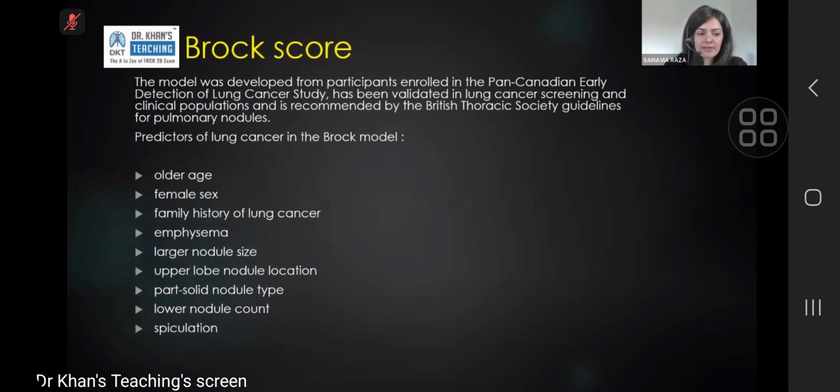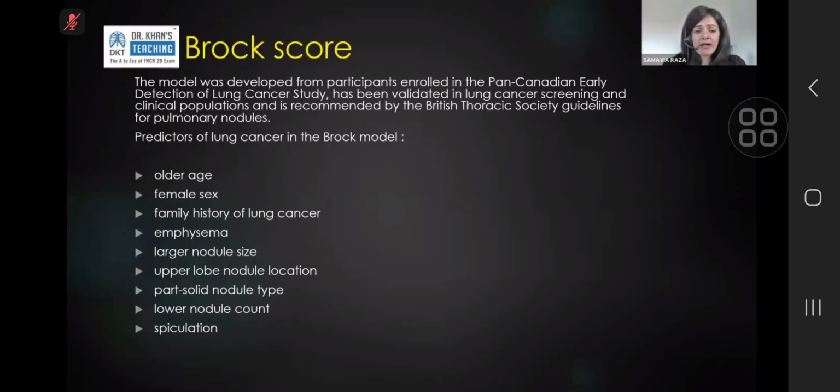Then the family history of lung cancer plays a part and increases your risk. Emphysema not only implies an underlying smoking history, but even without smoking history, it implies damaged lungs. Damaged lungs are more prone to cancer, so that's a risk factor. Obviously, the larger the nodule, the higher the likelihood of it being cancer.